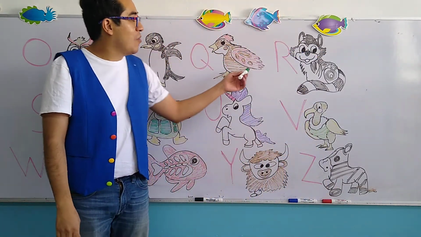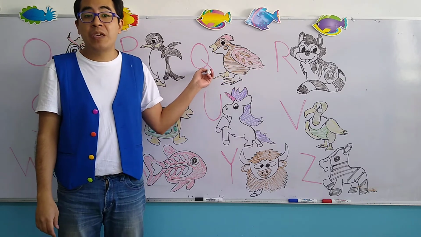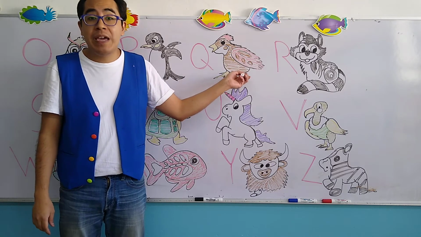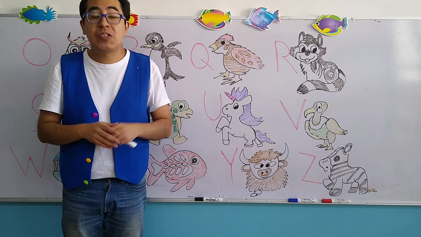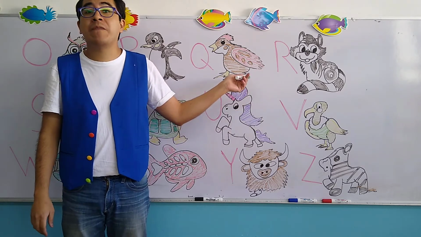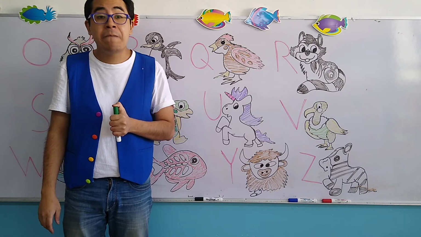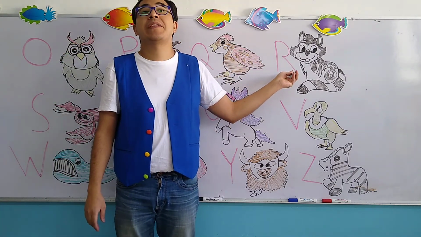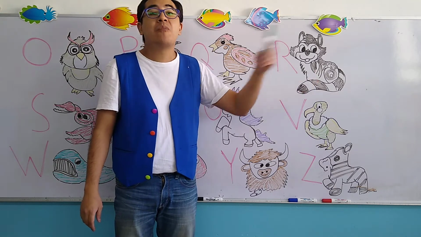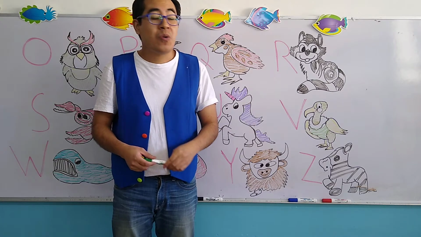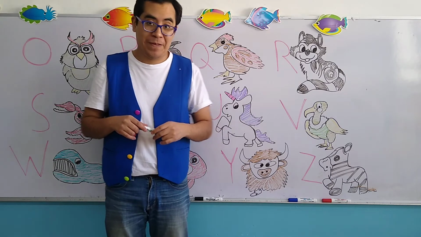Now, let's continue with a new animal. For the new animal, we have the capital Q, and we have the quail. Now, the quail in Spanish means codorniz. And as you can see here, it's a part of the family of the birds. Es parte de la familia de los pájaros, okay? Now, let's continue with the capital R. For the capital R, again, we have a new animal. We have the raccoon, okay? Now, the raccoon in Spanish means mapache, okay?